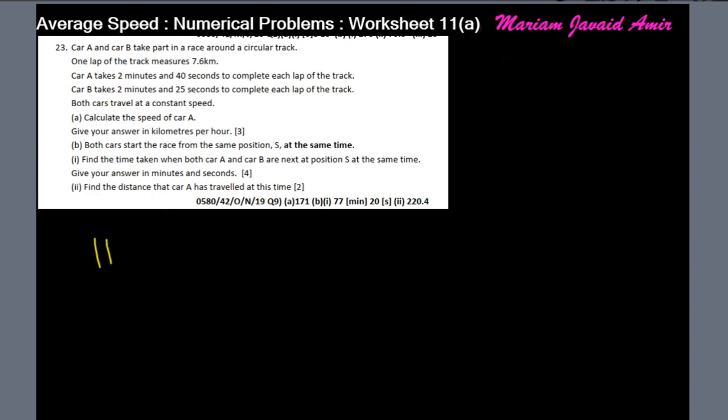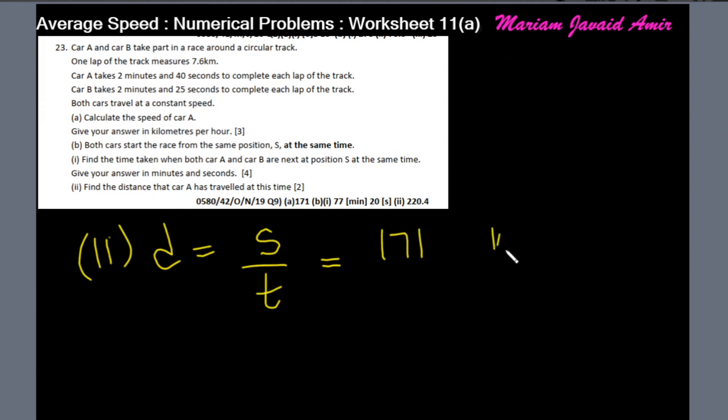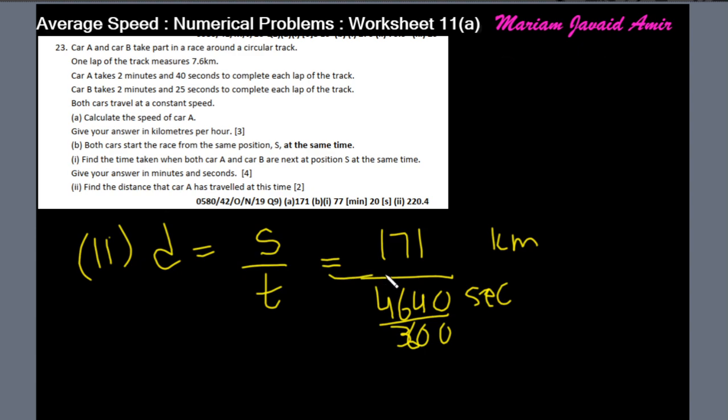Part 2, find the distance that car A has traveled at this time. So distance is speed over time. Speed of car A is given, we found the speed in part A, 171 kilometers per hour. Now the total time elapsed was 4640 seconds. We need to change this into hours, so divide by 3600. So solve this in your calculators.